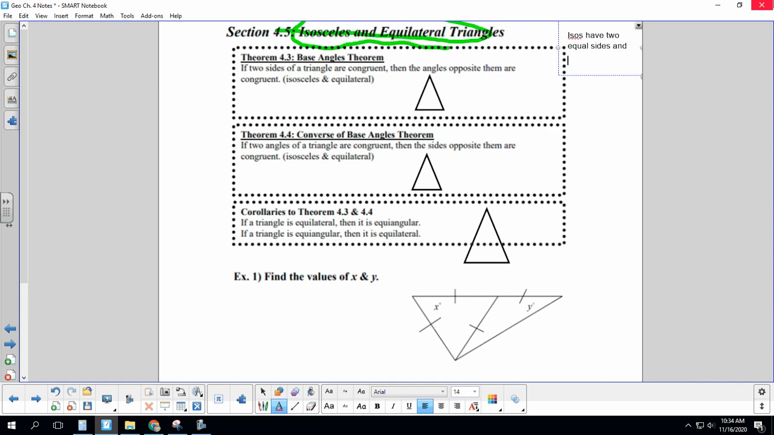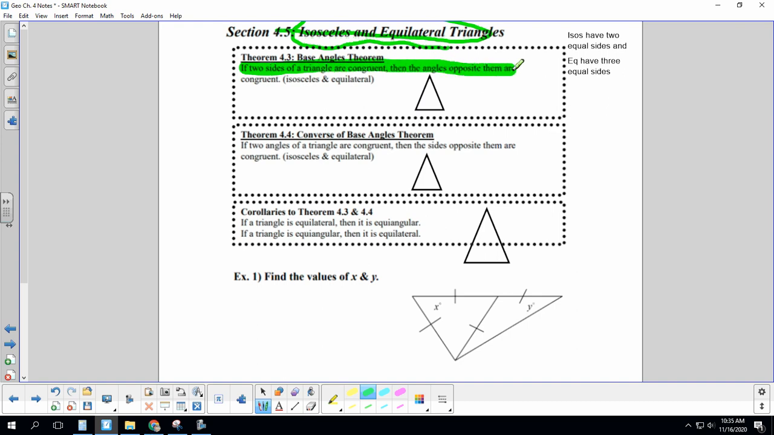And equilateral triangles have all three sides the same. Okay. So there are two theorems. First of all, the base angles theorem. And it says if two sides of a triangle are congruent, then the angles opposite them are also congruent.